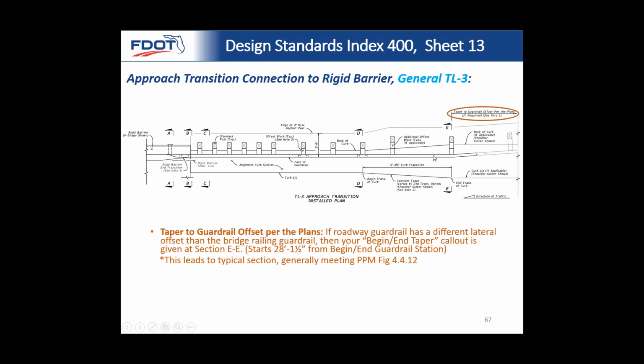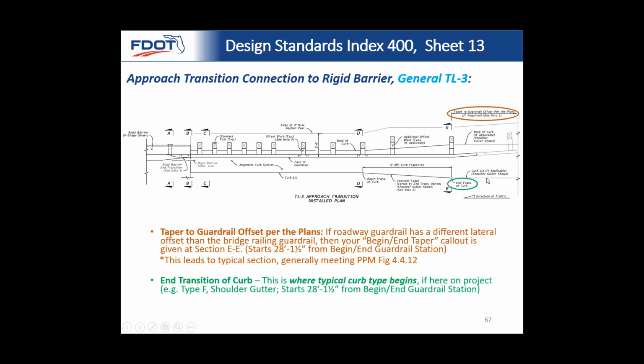All of this guardrail is required to be parallel to the bridge railing and right next to that shoulder line. But in general, in the PPM, your guardrail is at a shoulder line plus 2 feet. So you transition to it at a taper rate here of about 1:10, 1:15.